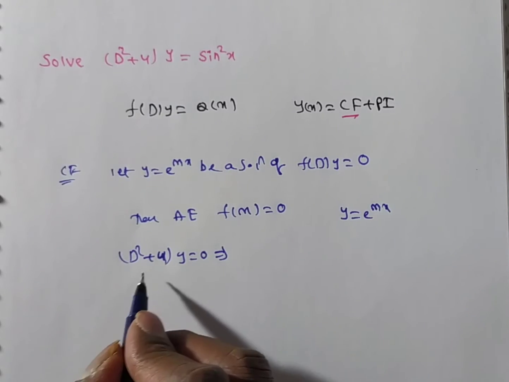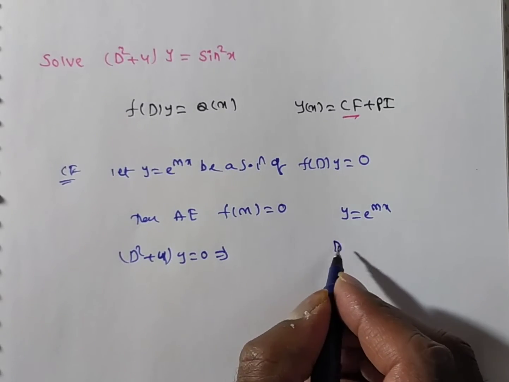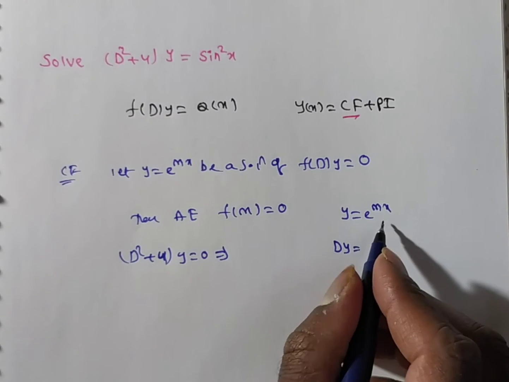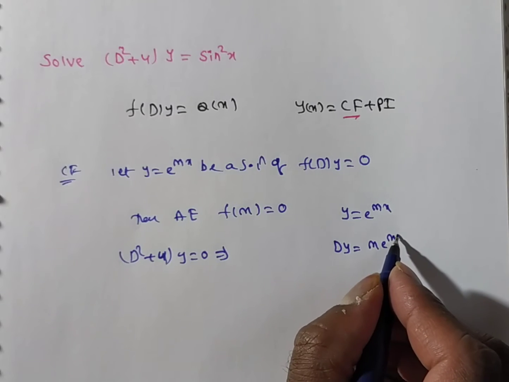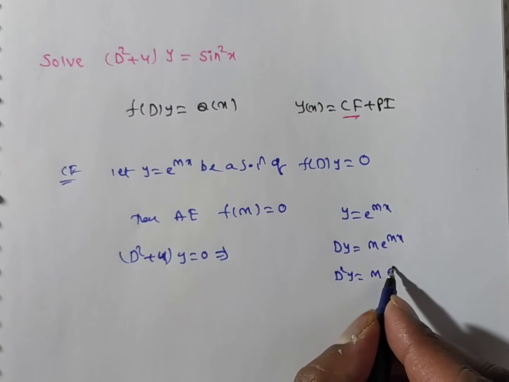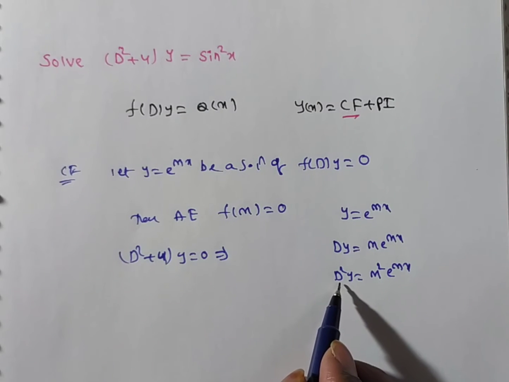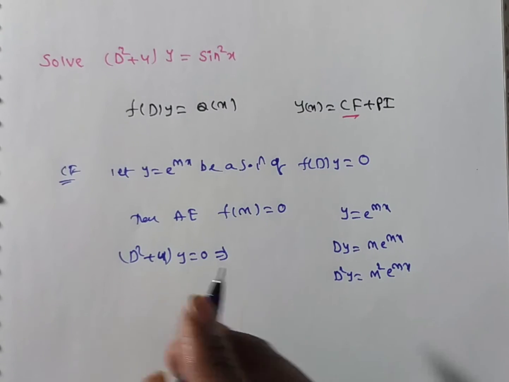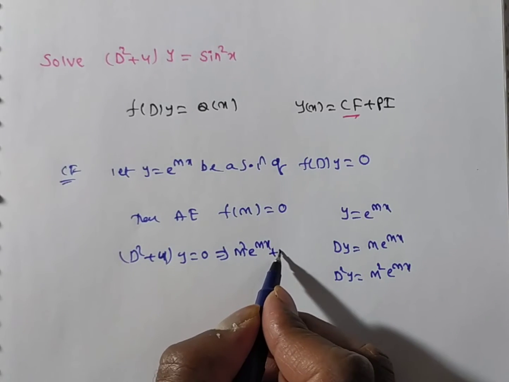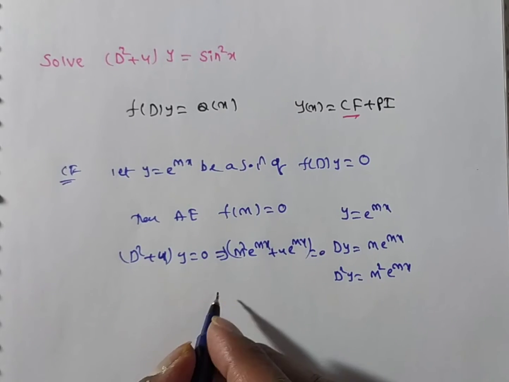Now 4y is 4e^(mx). But for D², you have to differentiate y twice. First differentiation: the derivative of e^(mx) is m e^(mx). Again differentiating, the derivative of e^(mx) is e^(mx) into m, so m². Now in place of D²y, you write this. Then I will have m² e^(mx) + 4e^(mx) = 0. So from this, what can I take common?